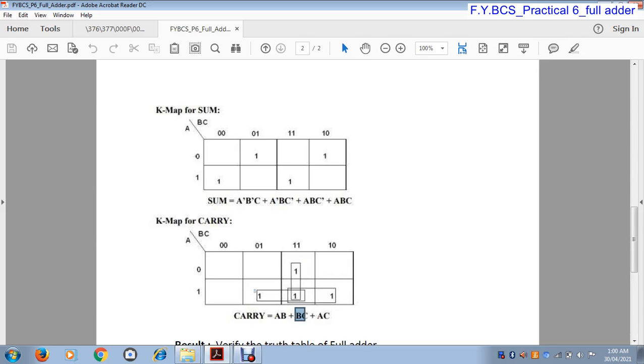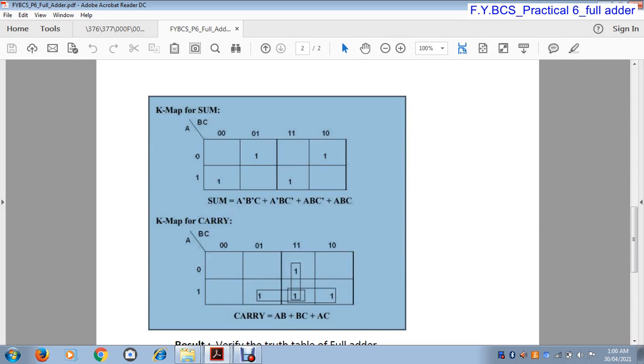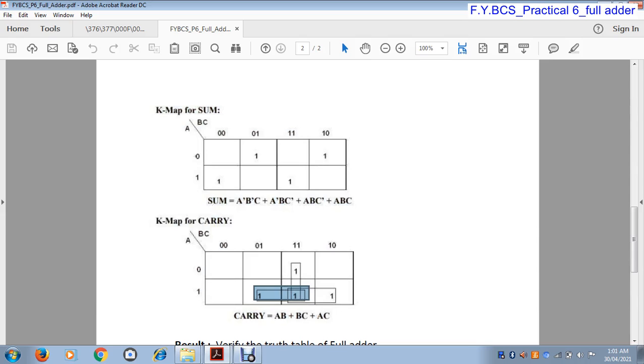Okay. Now we write the equation of this pair. We only take the constant value and eliminate the variations. In this pair, A changes from 0 to 1, so from this pair we eliminate A and only write B and C. Now for this pair, A is constant and B changes, so we eliminate B, but C is constant 1. So the equation of this pair is A and C, which is AC.